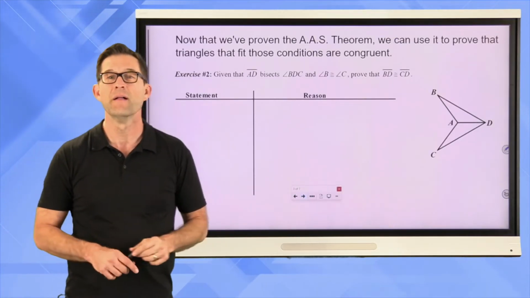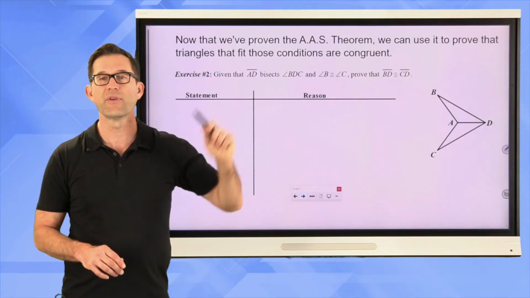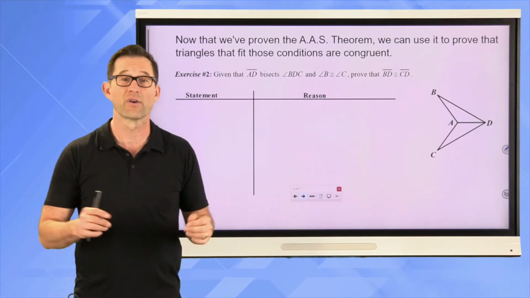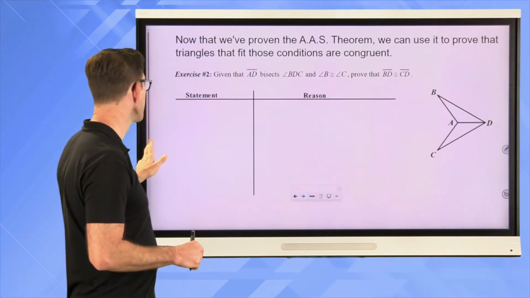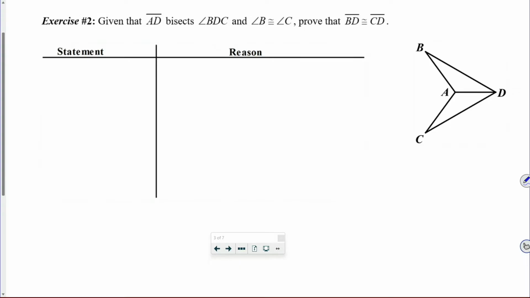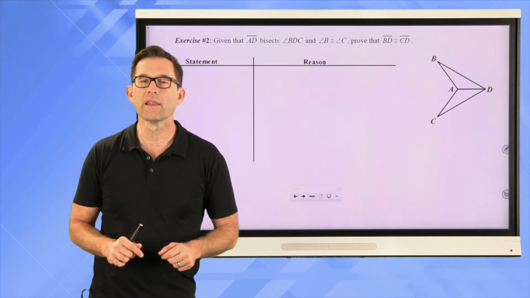And let's take a look. Now that we've proven the angle, angle, side theorem, we can use it to prove that triangles that fit those conditions are congruent. Let's take a look at an example in exercise number 2. Given that segment AD bisects angle BDC and angle B is congruent to angle C, prove that side BC is congruent to side CD. All right, let's lay this out together.